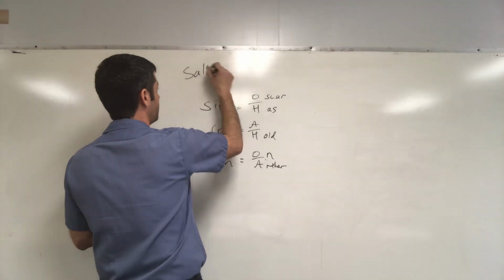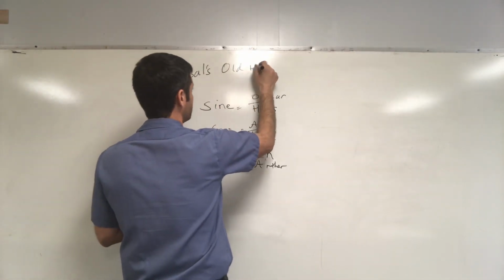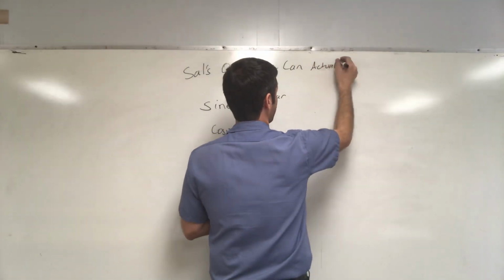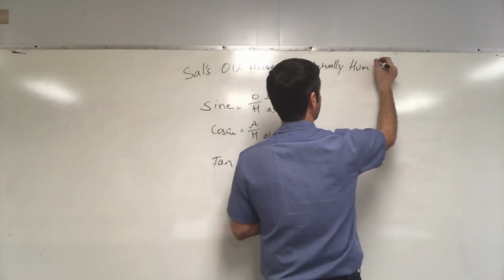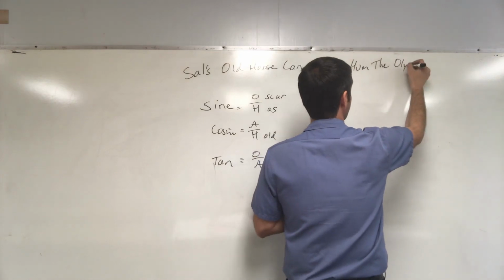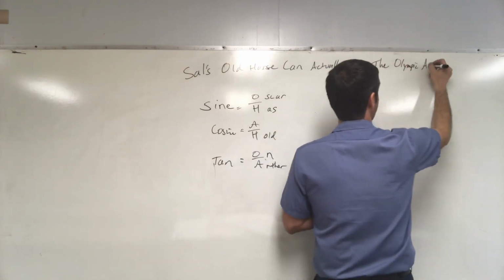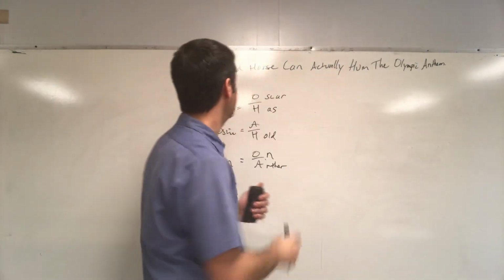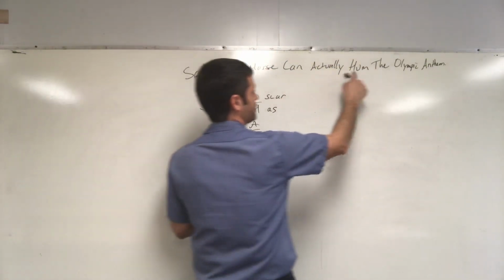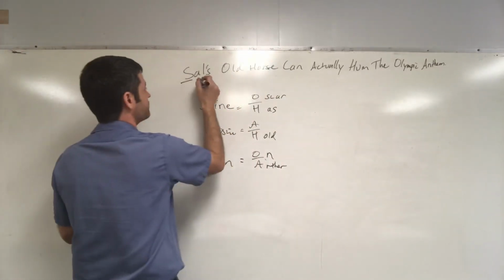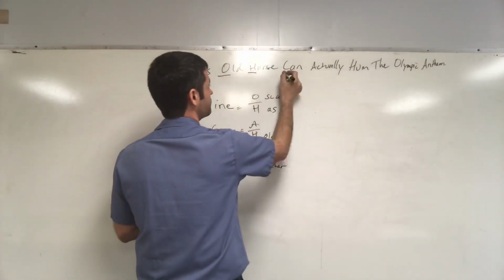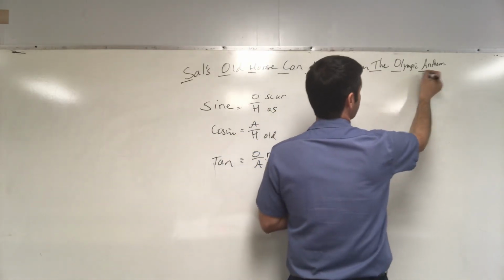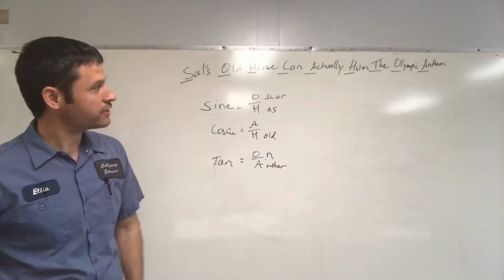You could say Saul's old horse can actually hum the Olympic anthem. I hope I didn't run out of board there. Saul's old horse can actually hum the Olympic anthem. S, sine, opposite hypotenuse. Cosine, adjacent hypotenuse. Tangent, opposite adjacent.